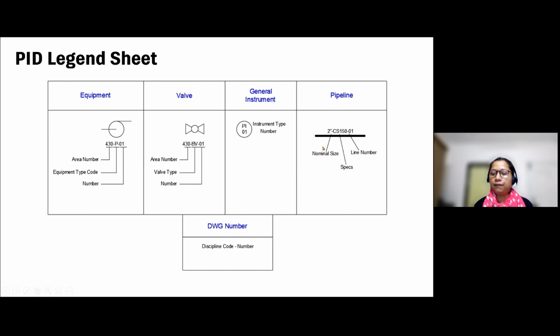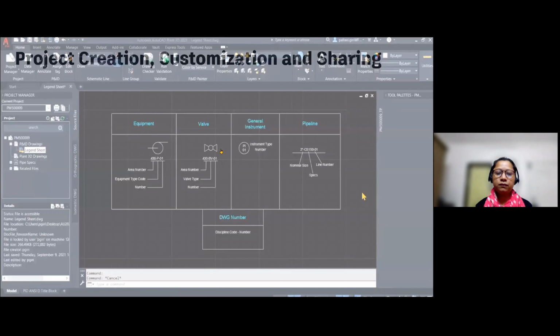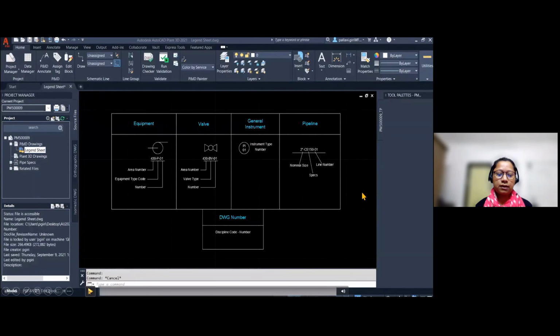And for pipeline, we have nominal size, specs, and line number. And lastly, for the drawing number, we are following the discipline code and number. So how can we add these things in Plant 3D to customize our project? Let's see in the next slide. So let's start. This is a small video which I have created for the customization.